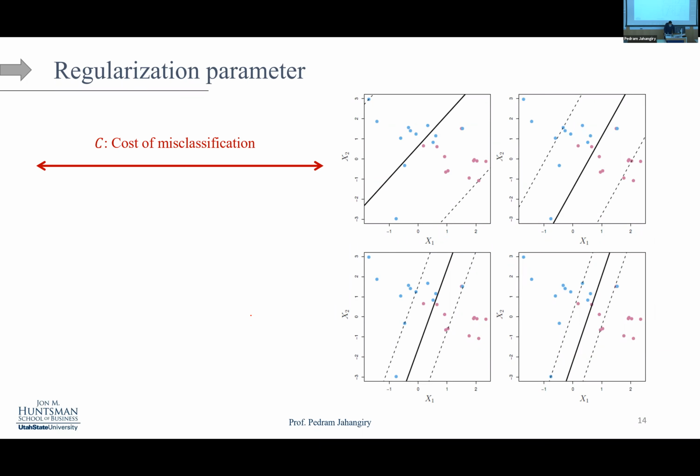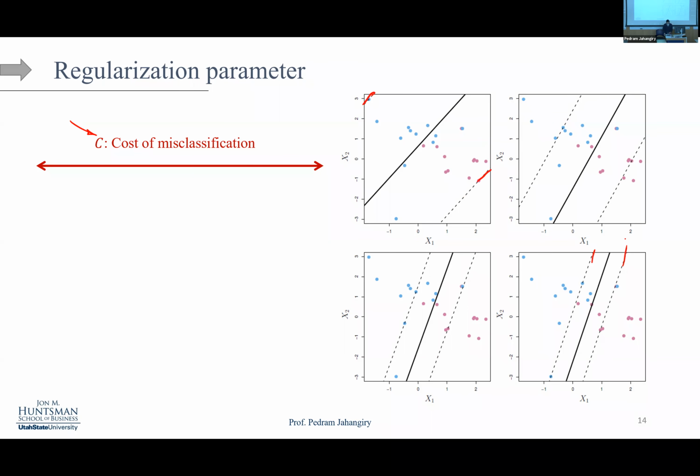Let's talk about this cost of misclassification. I tried to answer your question here. So let's talk about the regularization parameter. So this C, cost function, cost of misclassification, we also call it regularization parameter. So which one do you think has the smallest C? Which one has the largest C? Look at, for example, here, this is the margin, very, very wide. Here, this is the margin, very narrow.